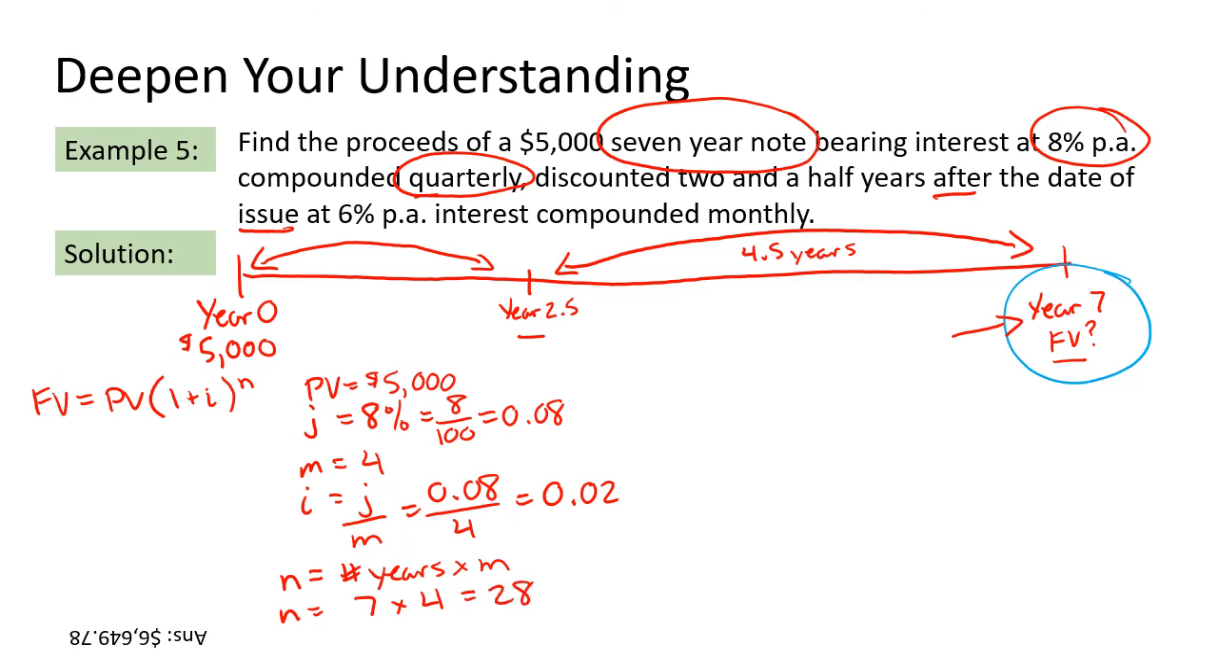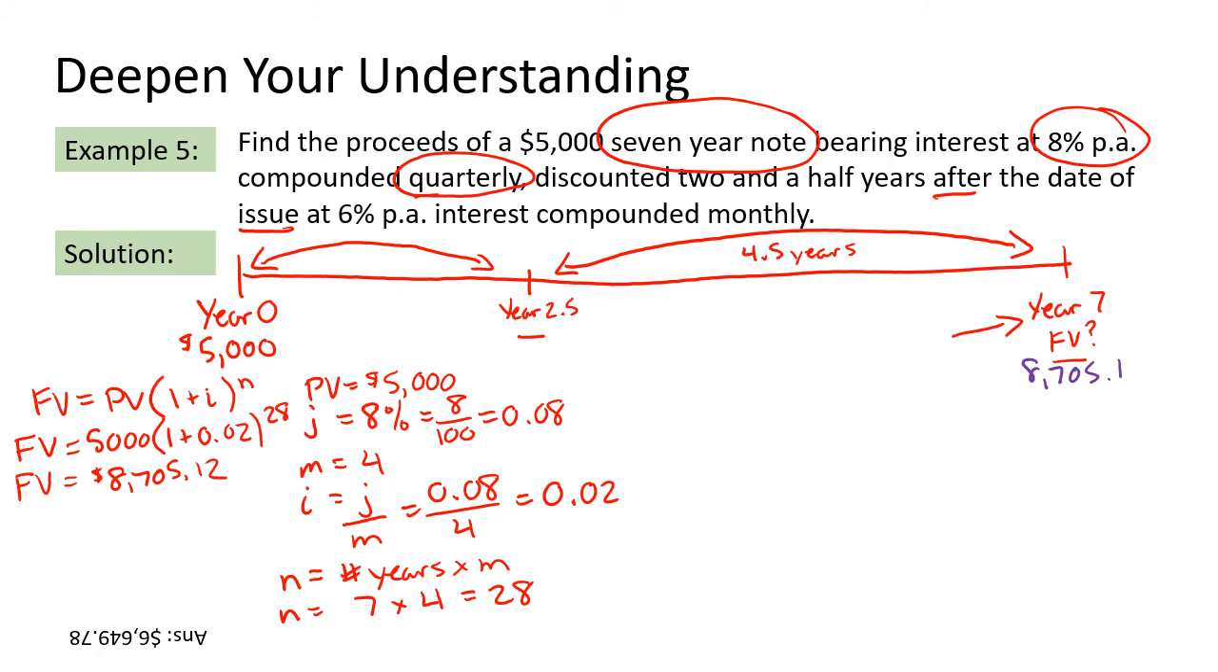So we substitute this in, we have 7 years multiplied by 4 compounding periods per year, and we get an answer of 28. So if we substitute all these into our formula, our future value is equal to our present value, $5,000, multiplied by 1 plus 0.02, and that's all raised to the exponent 28. If we do that calculation, we get an answer of $8,705.12. So now we have the future value, okay, at year 7. It's $8,705.12. So now we need to work backwards to year 2.5, right?